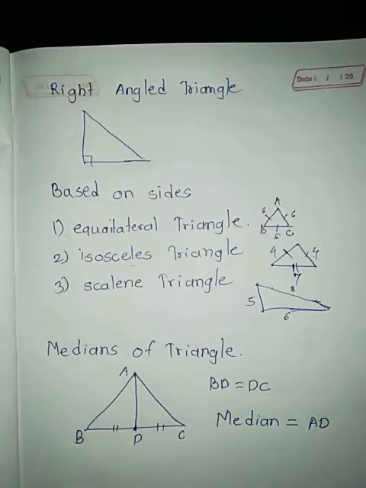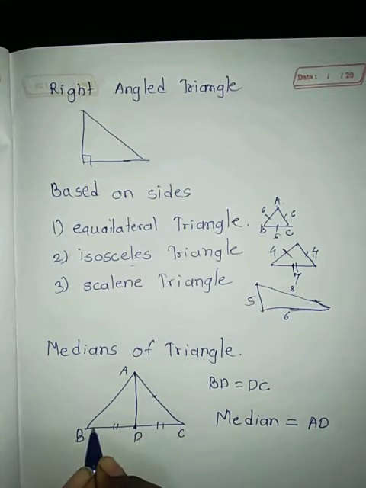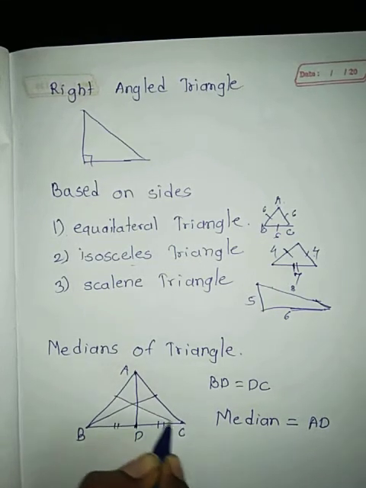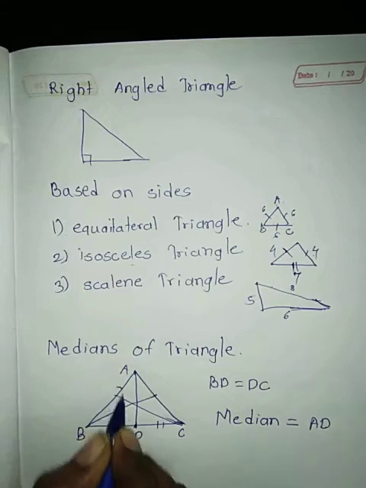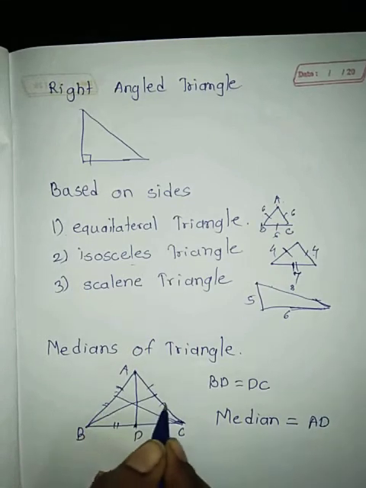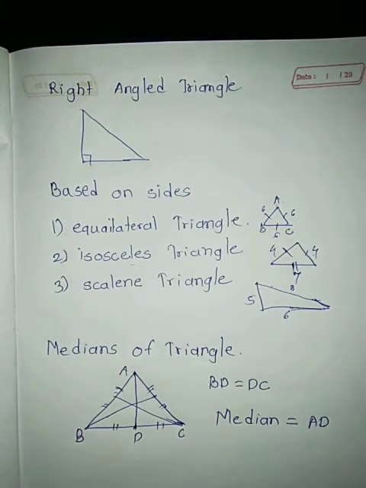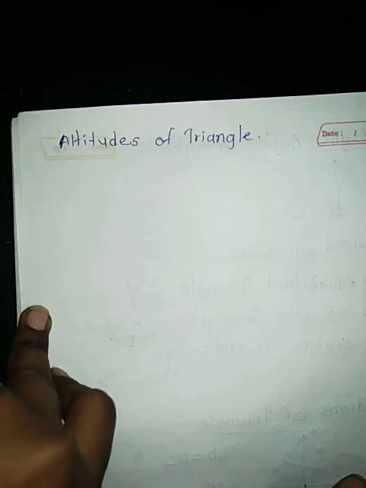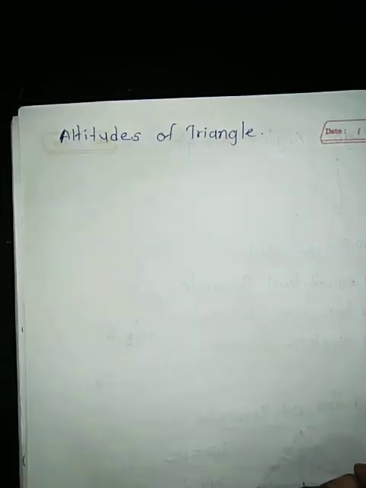A median connects a vertex of a triangle to the midpoint of the opposite side. The median can be drawn from this vertex also, and from this vertex also. These three medians you can draw. Then the next thing, altitudes of a triangle. Now we have learned medians, now altitudes.